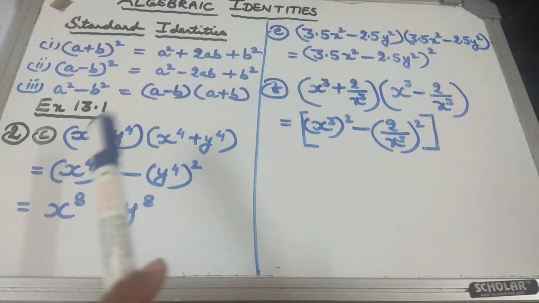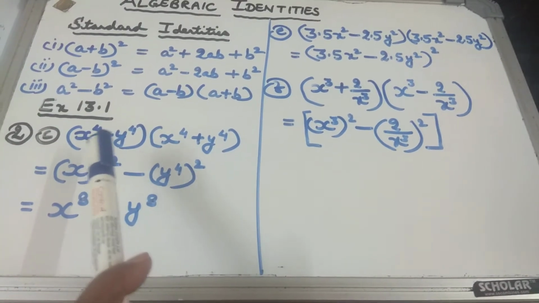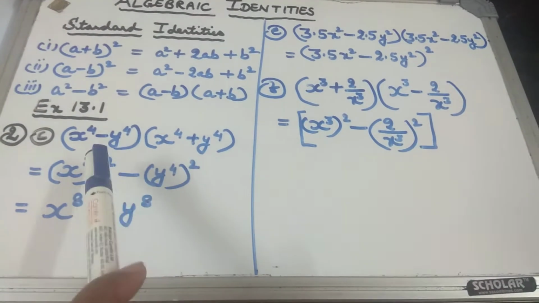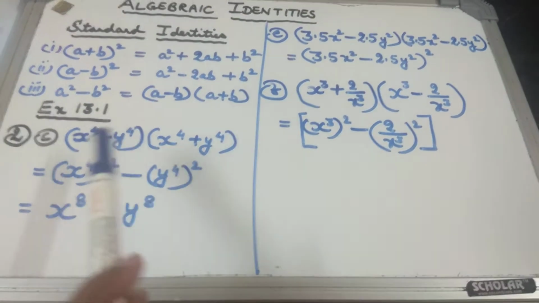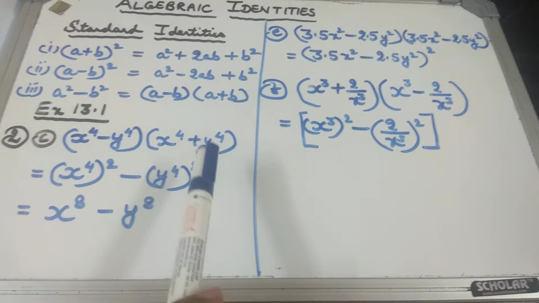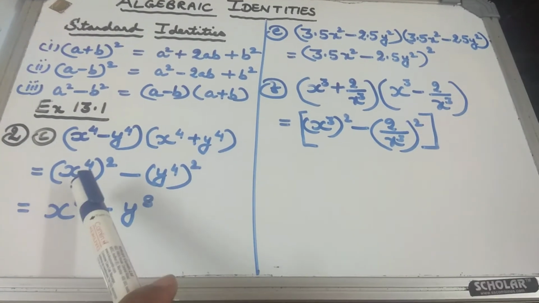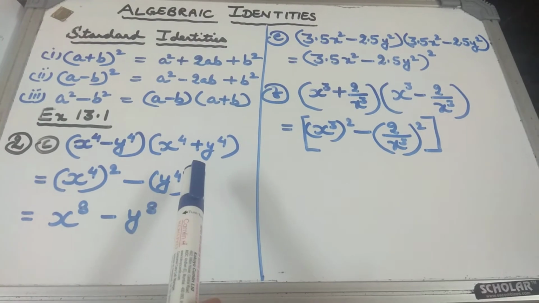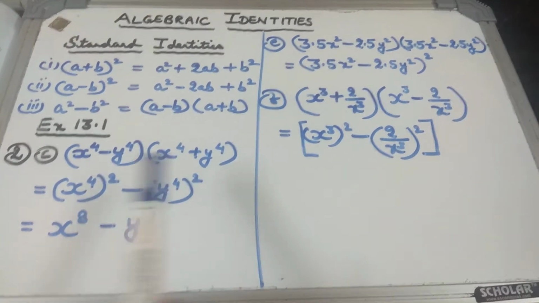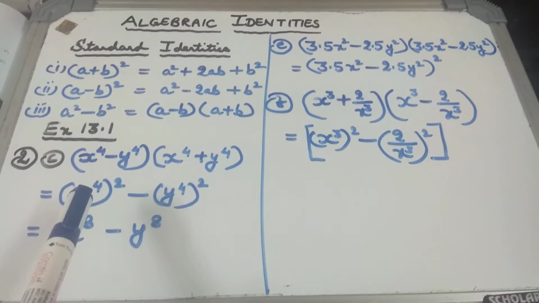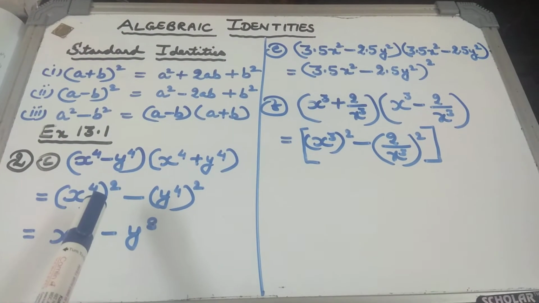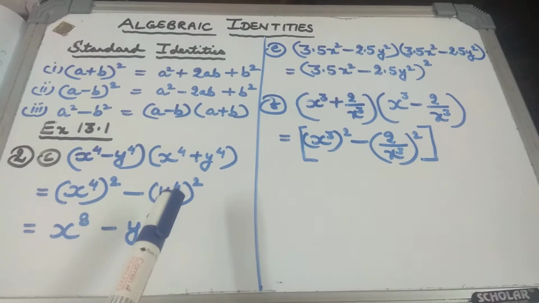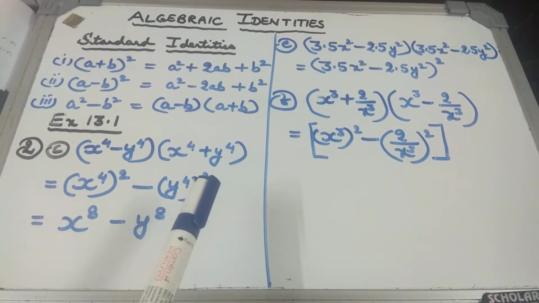Now we know A is x to the power 4, B is y to the power 4. So you can compare them, A minus B into A plus B. It should be A square minus B square. That is the reverse formula or the identity to be used. So what is A square? X to the power 4 whole square minus y to the power 4 whole square.